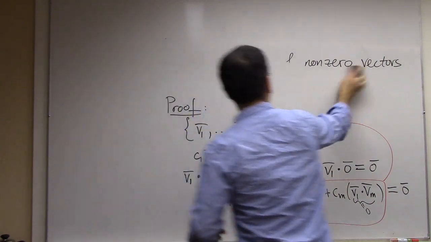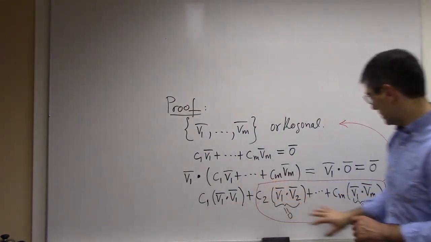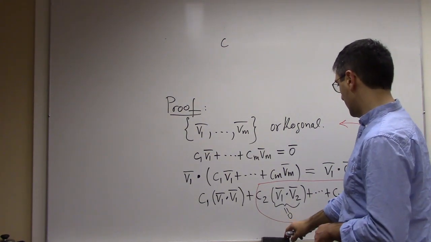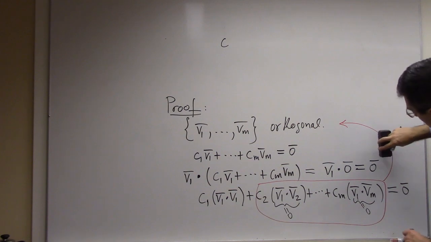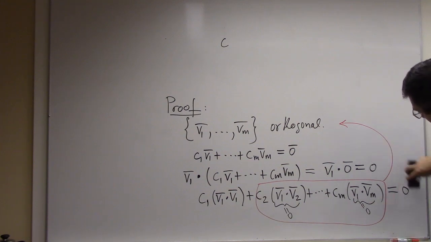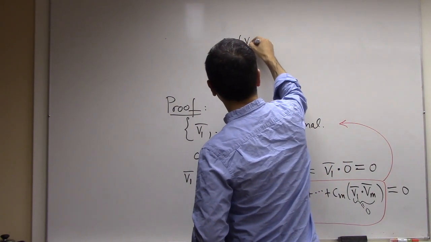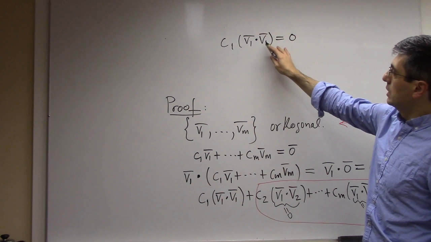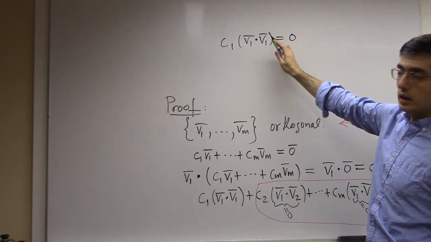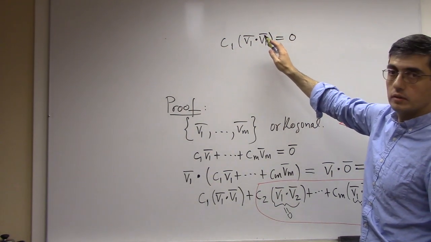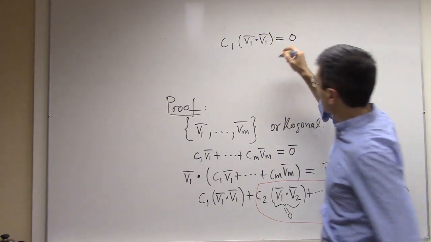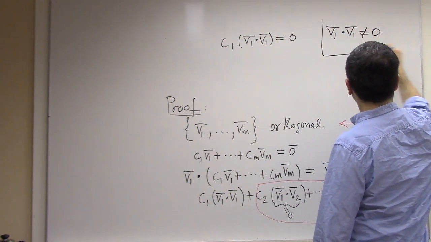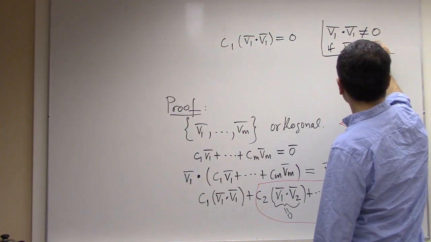Now, what we got? We got that C1 times 0 is equal to 0. Yeah, here there is a typo. You don't get the 0 vector, you get the number 0. We have C1 V1 inner product V1 is equal to 0. But V1 inner product with itself is 0 only if V1 is the 0 vector. So this inner product is non-zero. V1 dot V1 is not 0 if V1 is not 0.